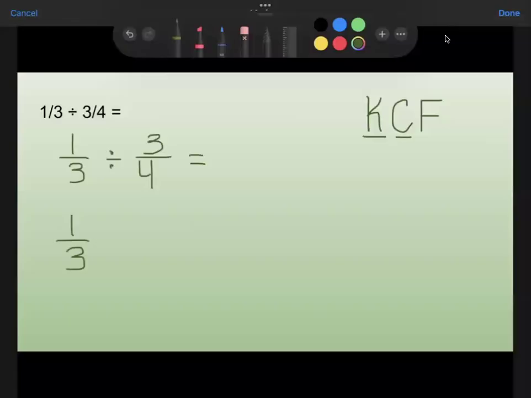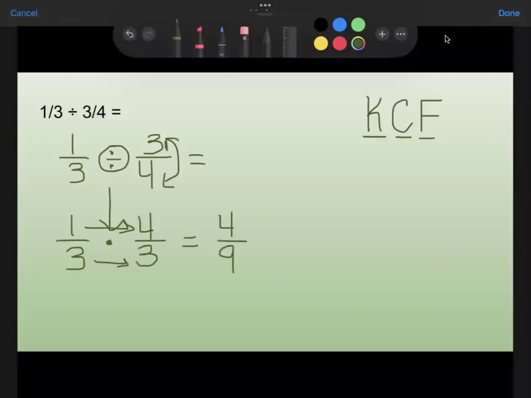The C for change means we're changing from division to multiplication. And the F for flip means I'm flipping the second fraction around into what's called its reciprocal. That's a big word, but basically just means switching the numerator and the denominator. So that's going to be 4/3 this time. Then to finish the problem, I'm going to multiply the numerators, 1 times 4, which is 4, and 3 times 3, which is 9. So that is the keep, change, flip method. 1/3 divided by 3/4 is 4/9.